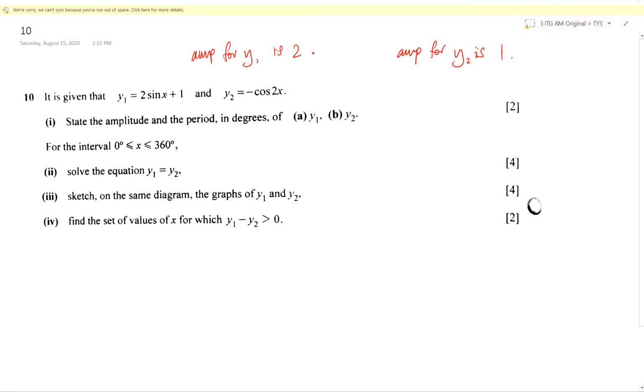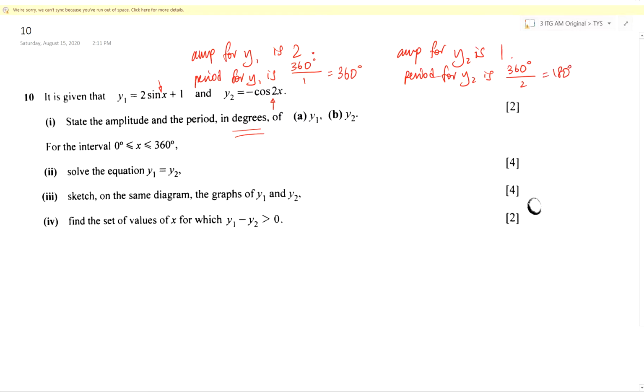Next, the period of y1 and y2. So the period for y1 is, so since they're running in degrees, we're going to use 360 degrees divided by the coefficient of x, of y. So that will give us 360 degrees. Whereas for the period for y2 is, since this is cosine, 360 degrees again divided by the coefficient of x, which is 2, to give us 180 degrees.